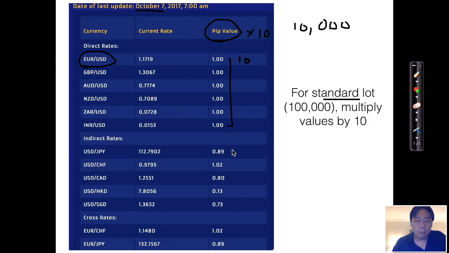Okay, this would be $8.90, right? And this would be $10.20, right? Just multiply by 10. You understand? Euro franc, this would be $10.20. This will be $8.90. So you can see that for most of the currency pairs, it is straight up $10. All right. So in other words, every one pip movement is $10 per lot that you buy. That's what it means. All right.